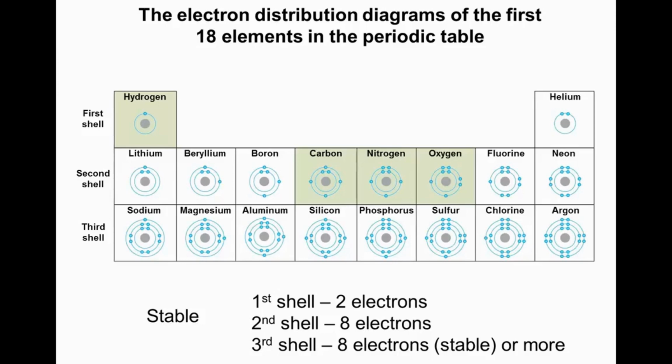Consider hydrogen. It only has 1 electron in its valence shell, so this element is not stable. Helium, with 2 electrons in its valence shell, is stable. Taking a look at carbon, it has 2 electrons in the first energy shell and only 4 electrons in its valence shell, so carbon is an unstable atom. Looking at neon, having 2 electrons in the first shell and 8 electrons in its valence shell, is stable.